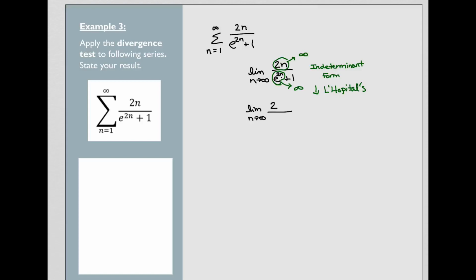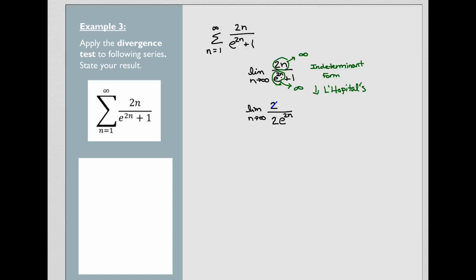That's the derivative of e to the 2n, which is e to the 2n times the derivative of 2n, which is applying the chain rule, which just gives me 2 in front. And the derivative of plus 1 is 0. So it looks to me like the derivative of 2n is 2, and the derivative of e to the 2n plus 1 is just 2e to the 2n.